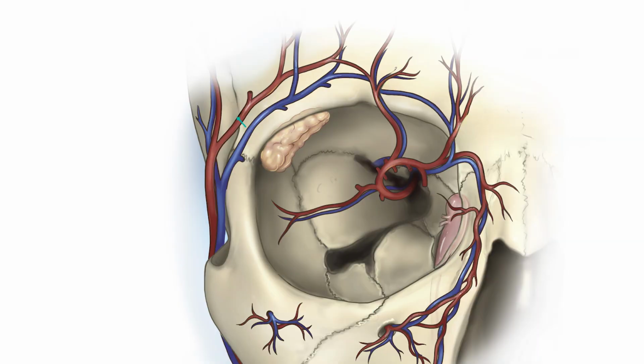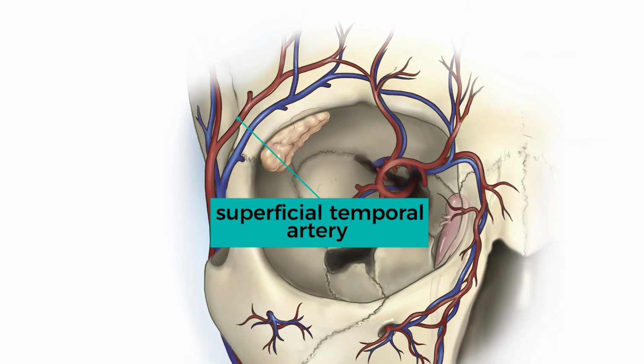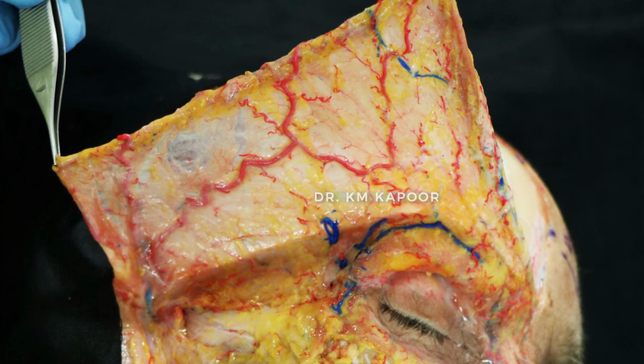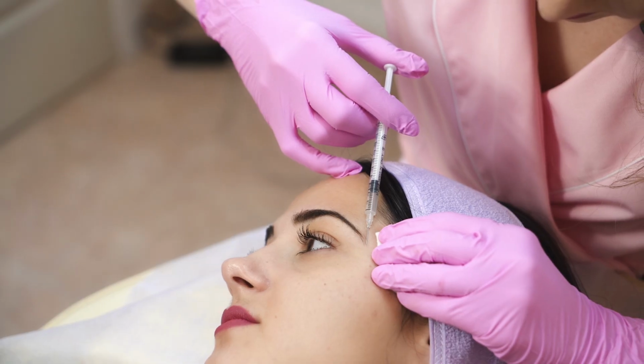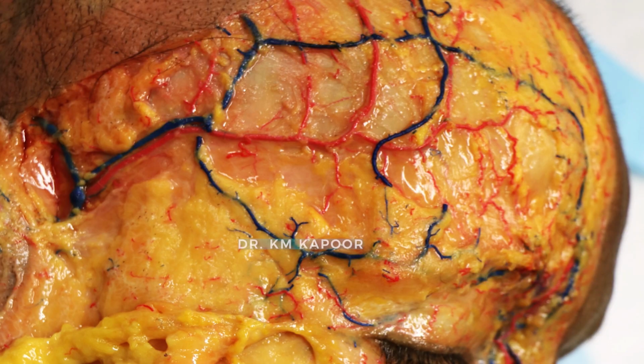Superficial temporal artery and its branches. The superficial temporal artery is one of the terminal branches of the external carotid artery. This artery runs upwards along the temples, providing blood to the scalp and the temple area. The location of the superficial temporal artery is critical when injecting the temple area. It is particularly important when performing temple volume restoration, as this artery is quite superficial and can be at risk for occlusion if injections are not placed carefully.